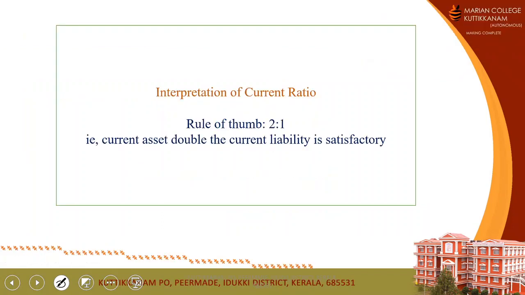Then how can we interpret this current ratio, or the result of the current ratio? The rule of thumb is 2:1. That means current asset should be double the current liability, then we can say that the liquidity position of that company or concern is satisfactory.